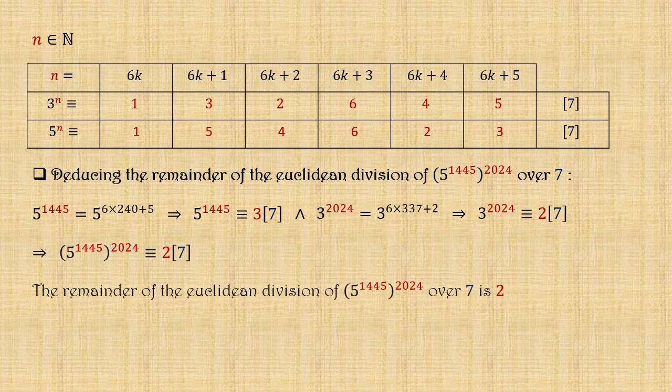Therefore the remainder of the Euclidean division of 5 to the power of 1445, all to the power of 2024, over 7, is 2.